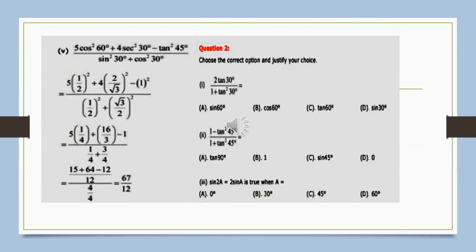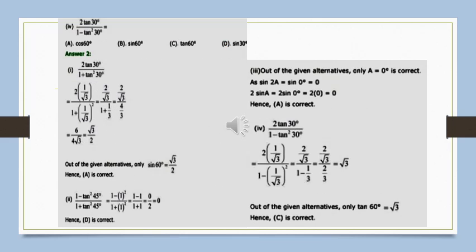Now in question 2 you have to choose the correct option. It is a multiple choice question. So how will you get its correct option? When you solve it by substituting the values. See here the first one. Substitute the value of tan 30. You will get the answer root 3 by 2. So out of the given alternatives, A is correct.